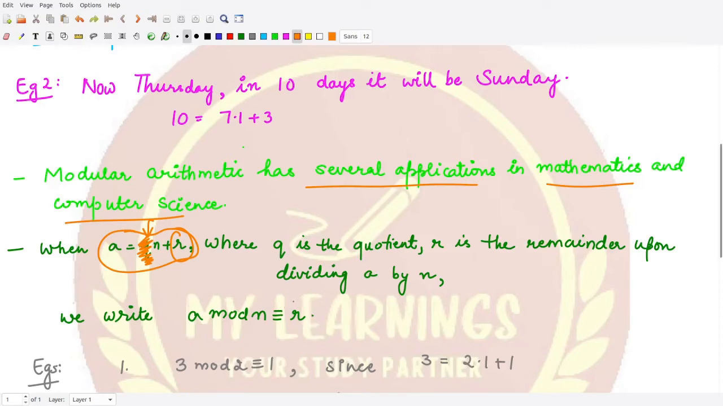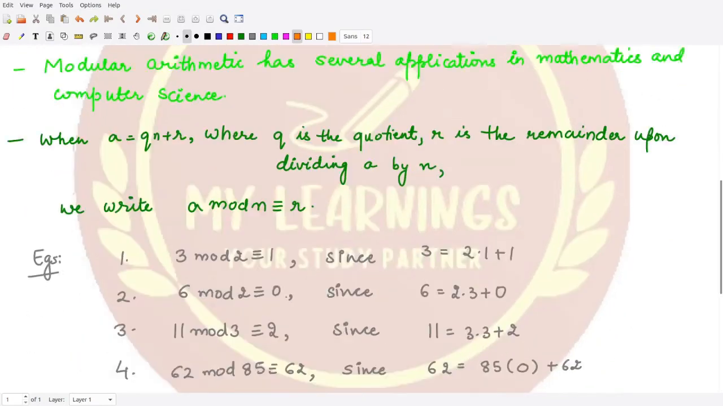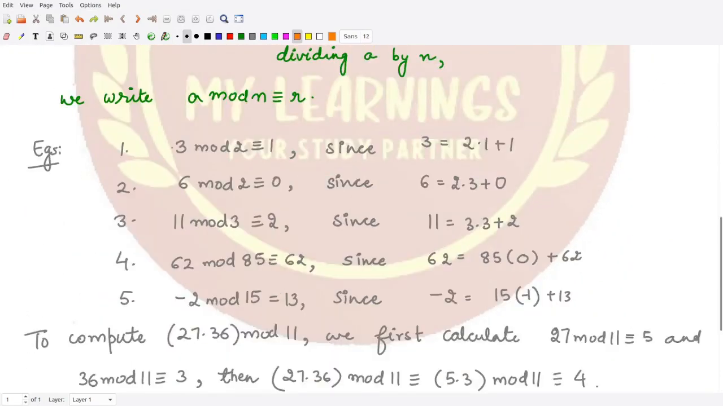So this is the formula and the way of writing it. Next, you can see several examples here using this formula. If you divide 3 by 2, what do you have as a remainder? You have 1, because when you divide 3 by 2, you can write 3 as 2 into 1 plus 1, that would give you 3. So here 1 is the remainder and that is the answer.